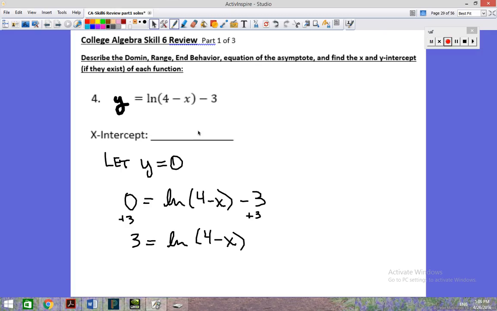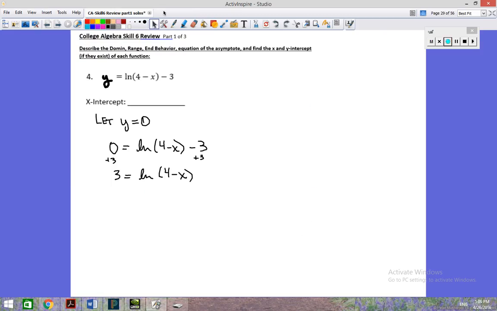Now remember, natural log is just log base e, and I even suggest that when students first start learning these logarithms, it's okay to rewrite ln, which just stands for natural logarithm, as log base e. So I need to rewrite this form. I need to have the same equation, but in exponential form. So the base is e.